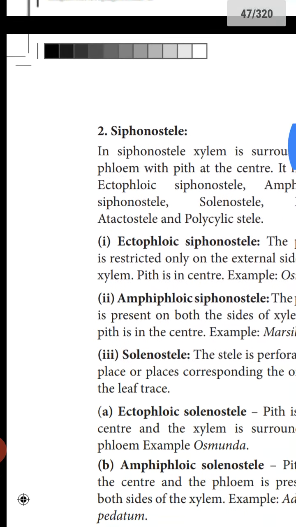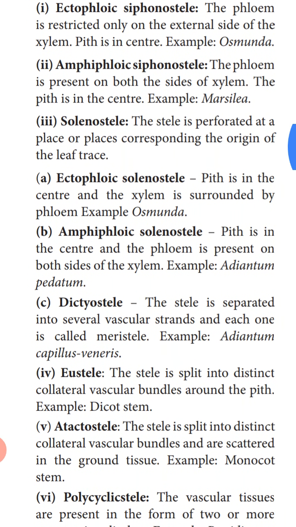Here, children, in the Dictyosteel the steel is separated into several vascular strands and each one is called a meristeel. Again, it is found in Adiantum capillus-veneris. Next is the Eusteel. The steel is split into distinct collateral vascular bundles. Collateral vascular bundles means the xylem and phloem are present together in the same radius with phloem facing outwards. So the steel is split into distinct collateral vascular bundles around the pith.